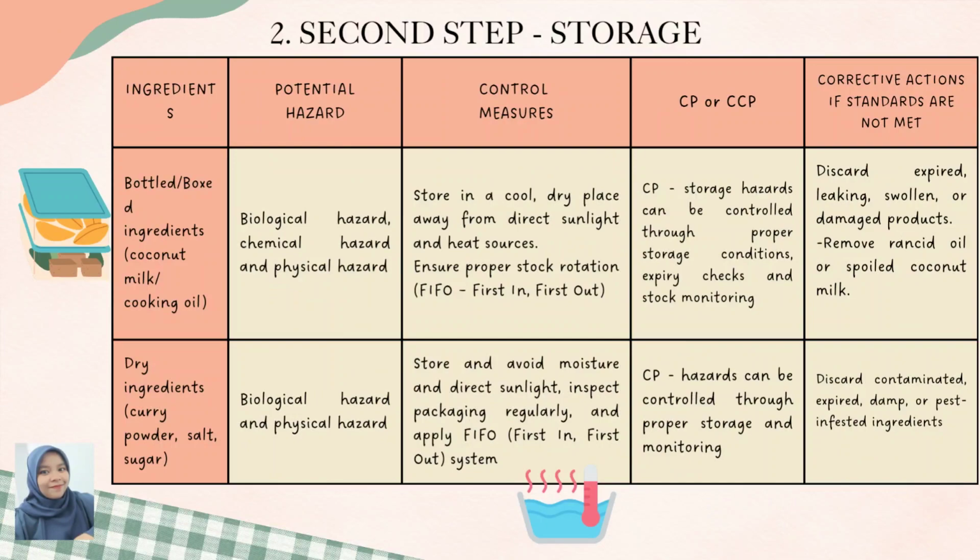Lastly, dry ingredients such as curry powder, salt, and sugar should be stored away from moisture and sunlight to avoid contamination. Packaging should be checked regularly and contaminated or expired ingredients must be discarded. In conclusion, proper storage helps maintain food quality and reduce food safety risks.